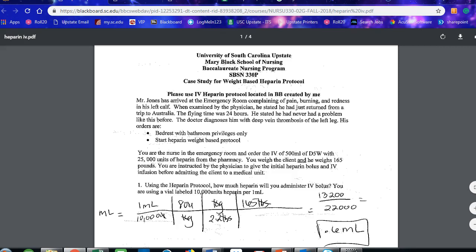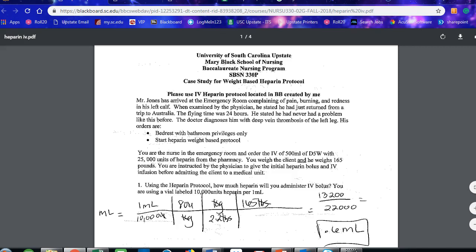Mr. Jones has arrived at the ER complaining of pain, burning, and redness in his left calf. When examined by the physician, he stated he had just returned from a trip to Australia. The flying time was 24 hours. He stated he never had a problem like this before. The doctor diagnosed him with DVT of the left leg. His orders are bed rest with bathroom privileges and start heparin weight-based protocol. You're the nurse in the ER, and the order is an IV of 500 mLs of D5W with 25,000 units of heparin from the pharmacy. So that is what you have on hand.